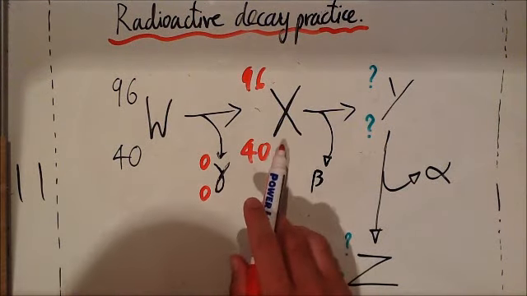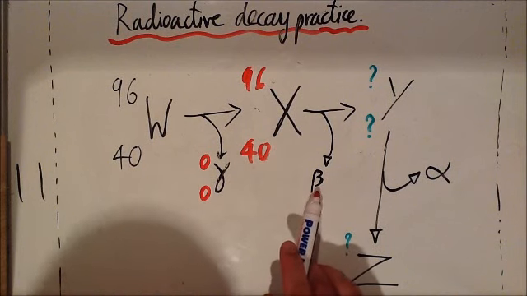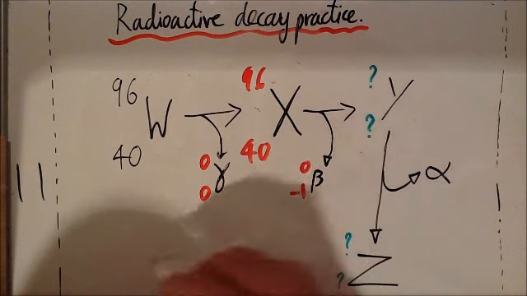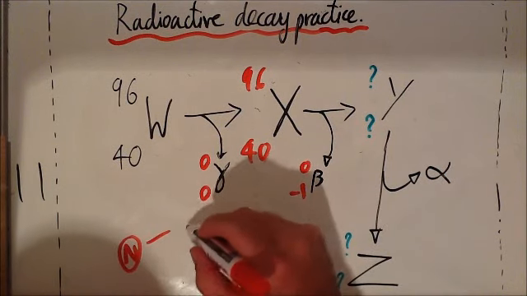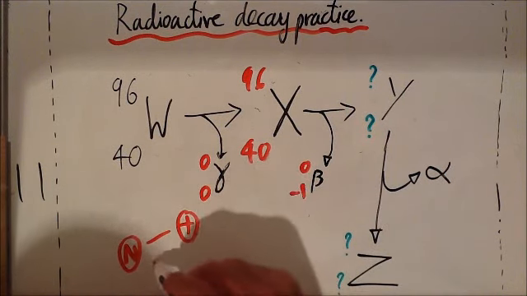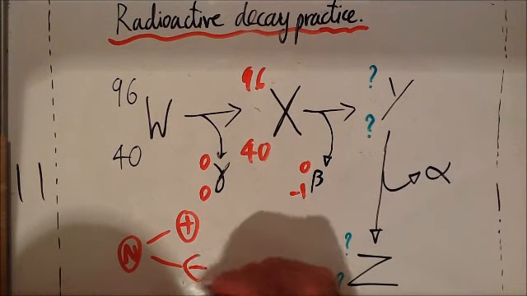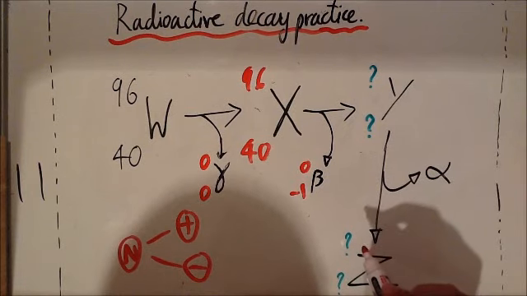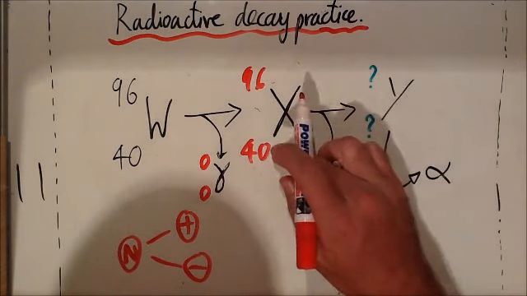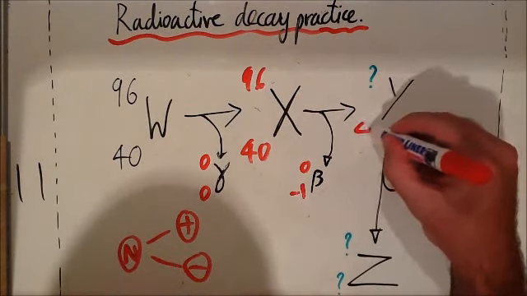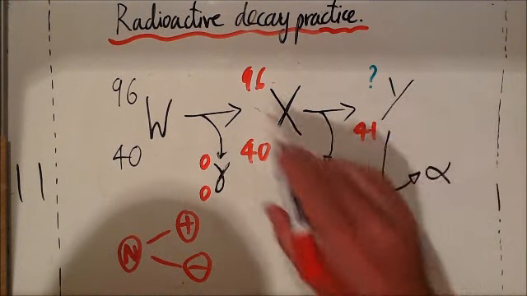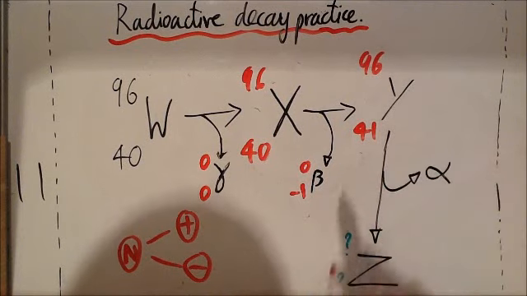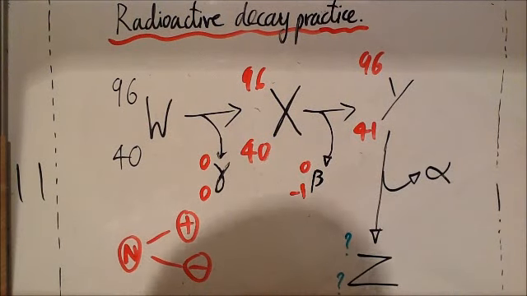Now, the next element emits a beta particle, beta radiation. This occurs when a neutron emits a proton. A neutron turns into a proton and an electron. That's essentially what a beta particle is. It's an electron. So when this happens, the atomic number goes up by 1, therefore we have a new element, and the mass number remains the same. So 96 for a mass number, 41 for the atomic number.